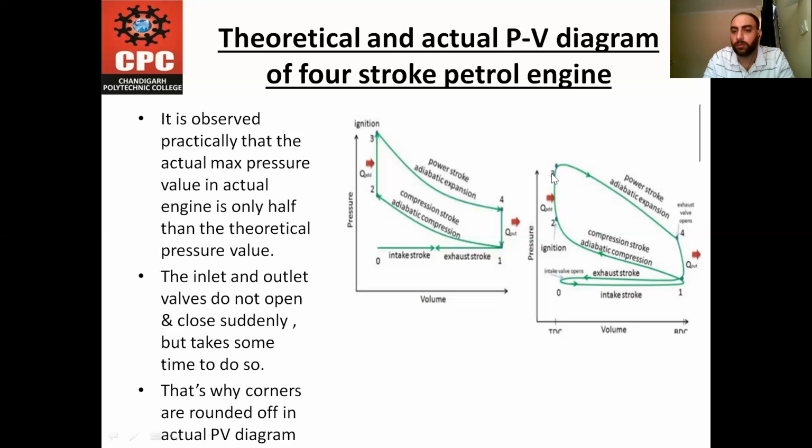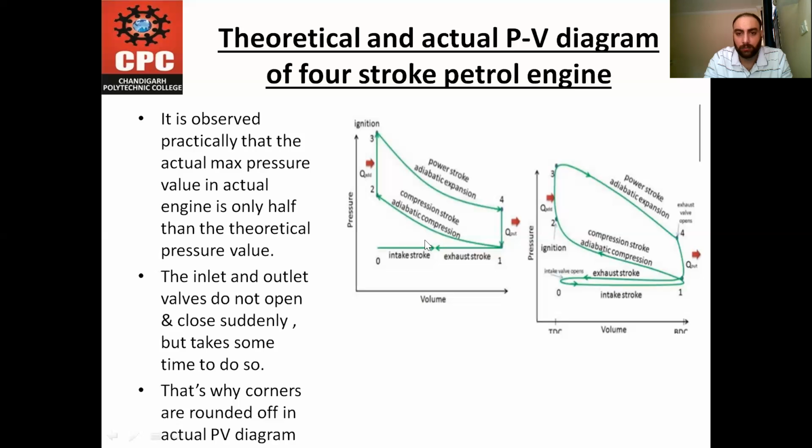2 to 3 is the heat added. Heat is added means heat is produced by the burning of chemical energy into heat energy. 3 to 4 is the power stroke, means the piston moves from TDC to BDC. So this is also called the working stroke. 4 to 1, heat is rejected to the surroundings, and 1 to 0 is the exhaust stroke. So this is the actual PV diagram of a four-stroke petrol engine.